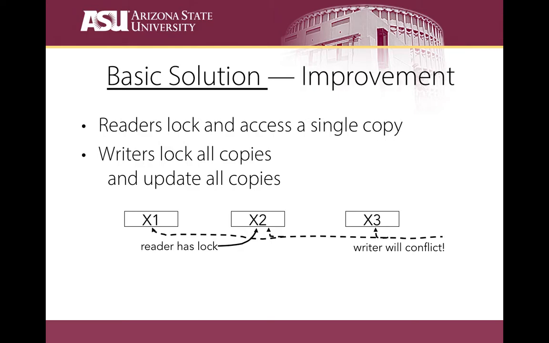What's going to happen? In other words, the readers will lock and access a single copy, and the writers will lock and update all copies. What's going to happen in that sense? So readers will lock and access a single copy, and writers will lock all copies and write all copies. So will this achieve serializability? Consistency?